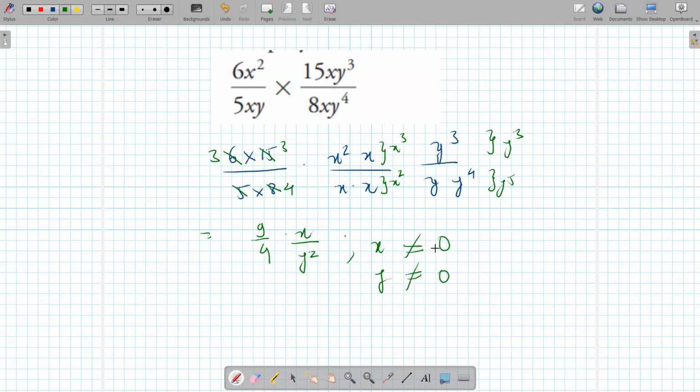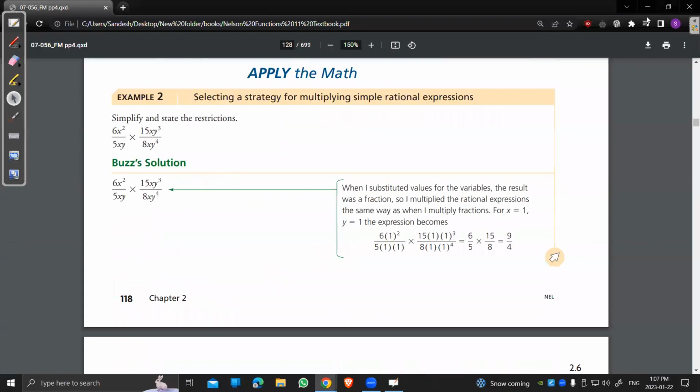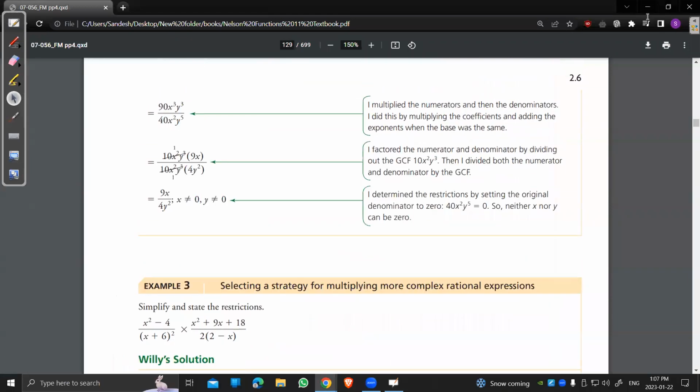And you're done. Okay? What if instead of x it was something yada yada yada over x minus 1? Then what can x not be here? 1. Okay, what if it was x minus y? What can x not be? y. Yeah. So there you go. That's all there is about the restrictions.